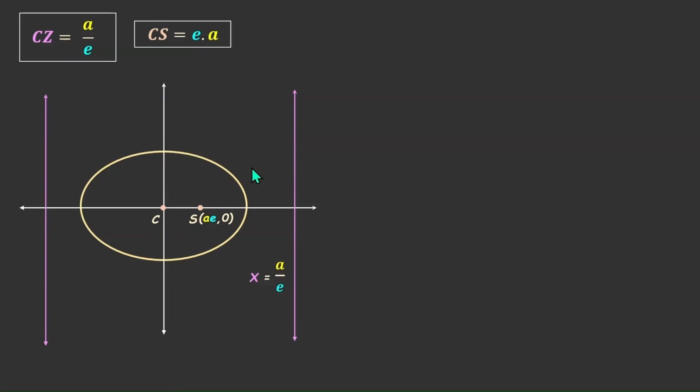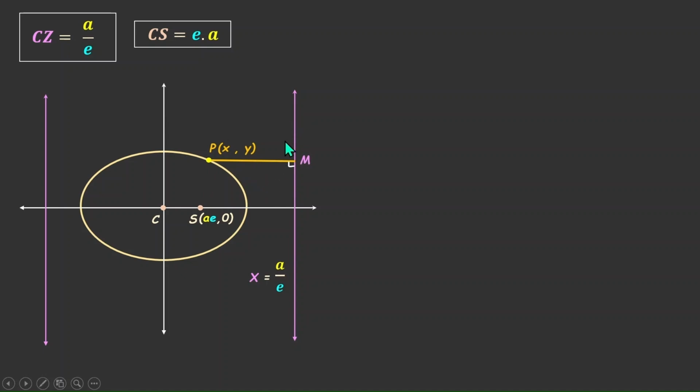And now let's take any point here and let's take the coordinates of P as x, y. Now we need to know the distance of P from the directrix and P from the focus. Now the distance of this point from this line is the perpendicular drop from P to this line. So it would be this.